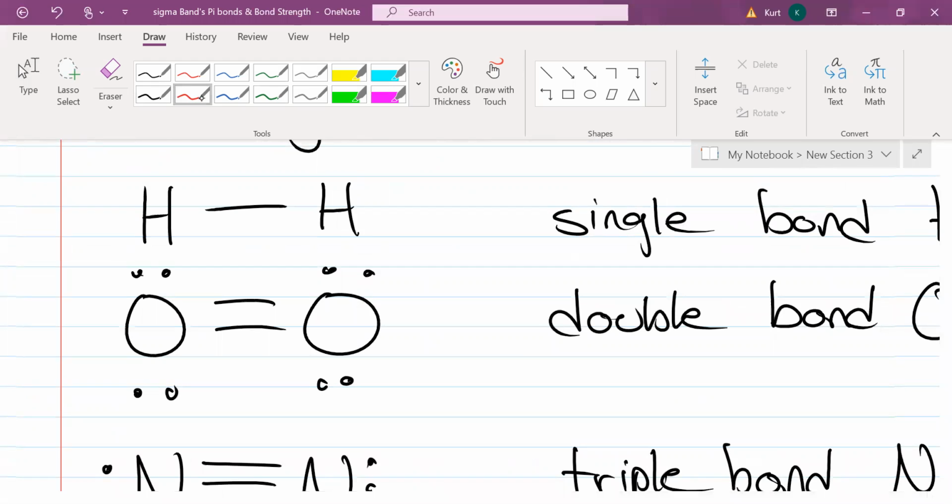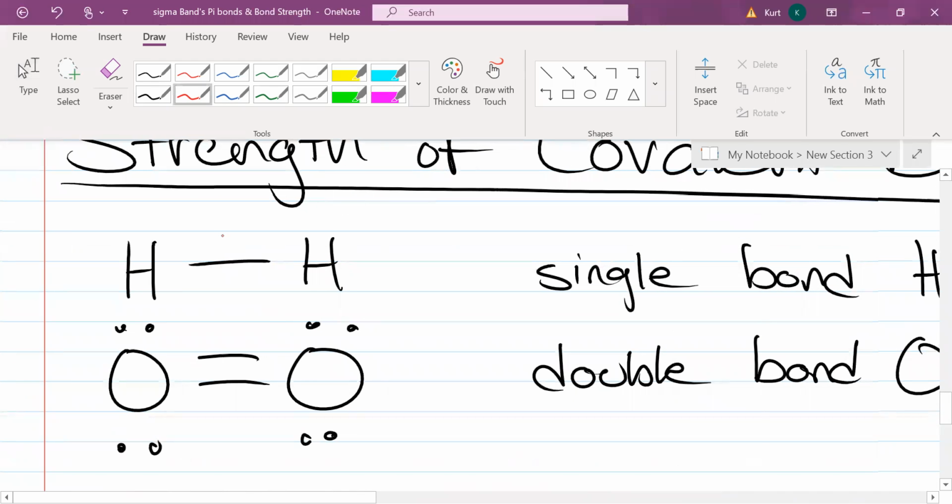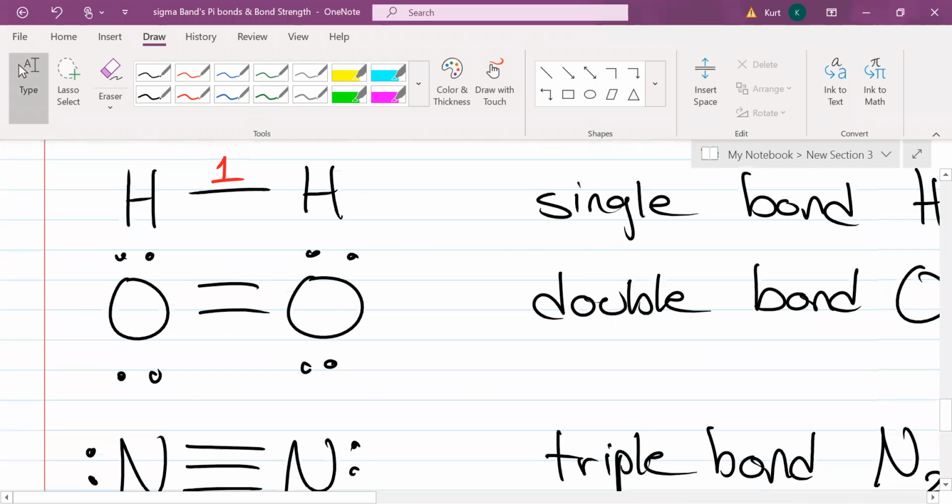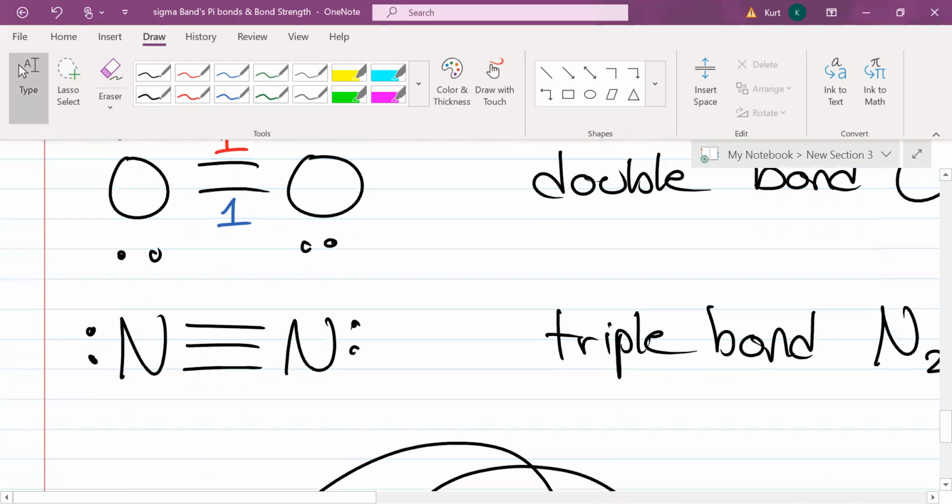Now, let me ask you all this. How many sigma bonds are holding a hydrogen molecule together? Okay. How many sigma bonds are holding an oxygen molecule together? 1 sigma. How many pi bonds? Right. How many sigma bonds in a triple bond? How many pi bonds? Very good.